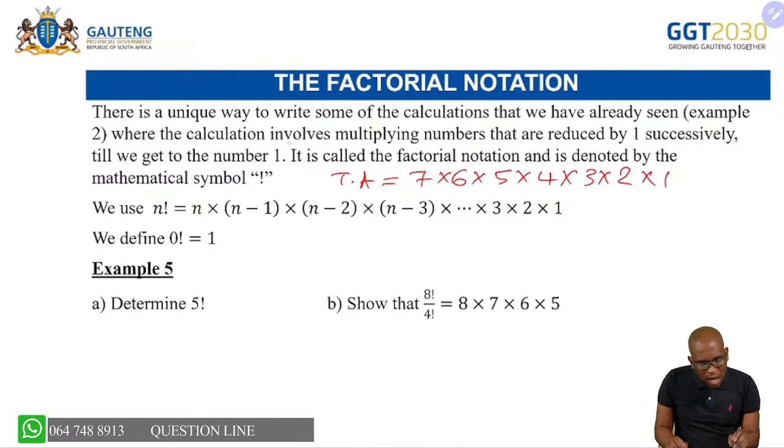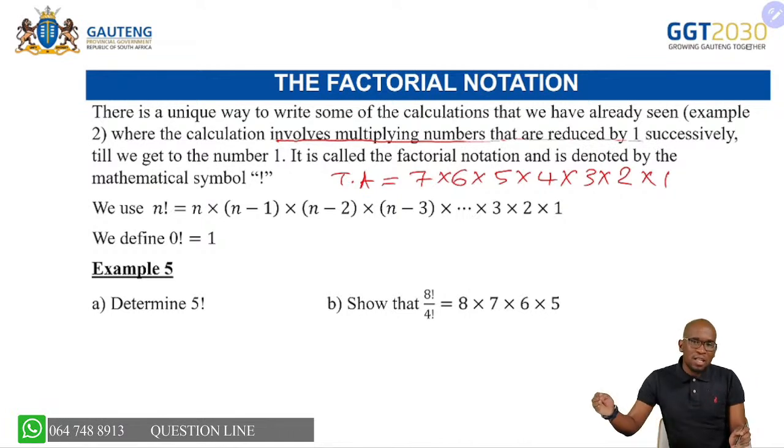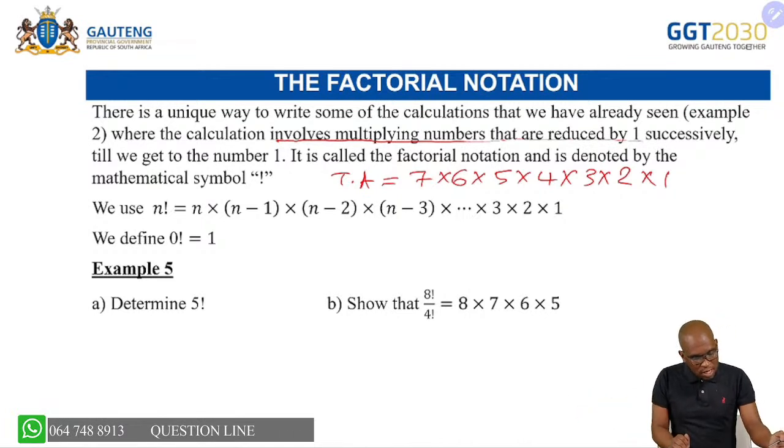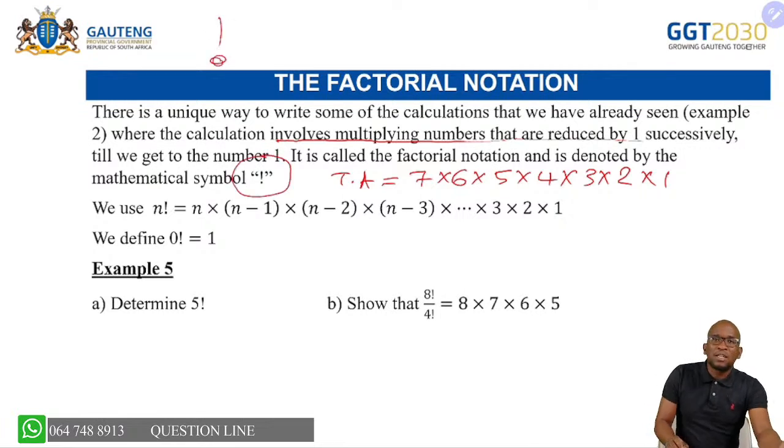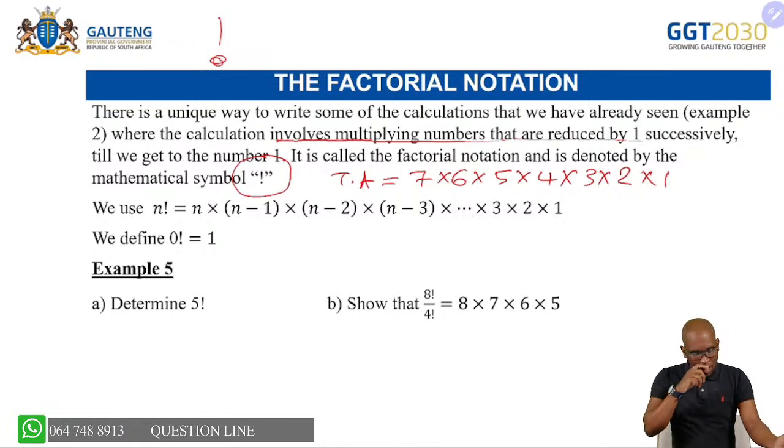Now, if you check these numbers, we are multiplying numbers that are reduced successively by 1. So we are decreasing the numbers by 1 up until we get to the number 1. And this notation is called the factorial notation and denoted by the mathematical symbol. Good people, this is a mathematical symbol. It's not the same as the exclamation mark that you use in language. This is a mathematical symbol that is used to count numbers that are reduced successively by 1 until we get to the number 1.